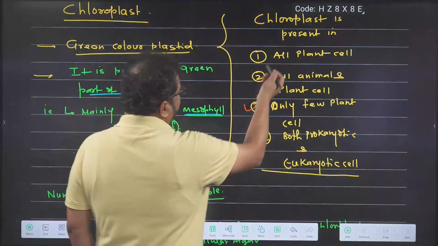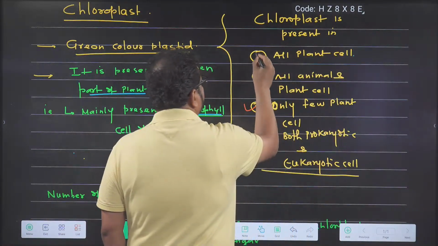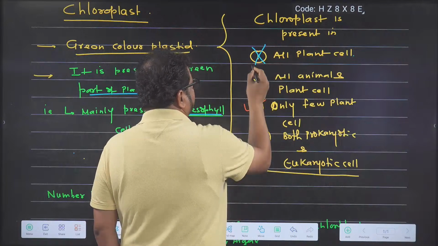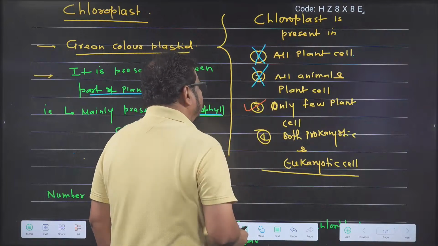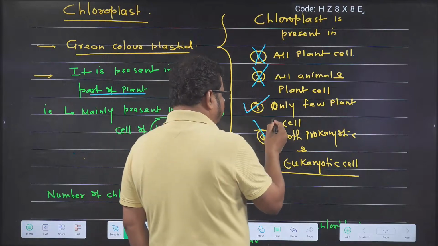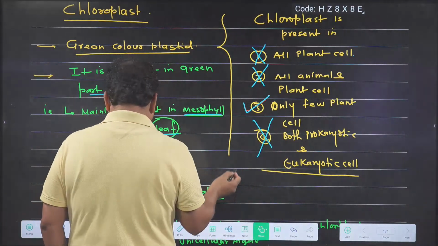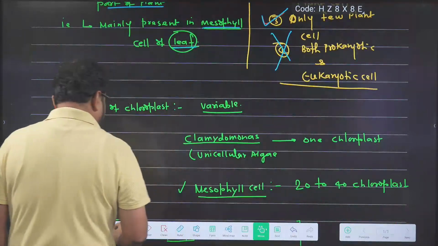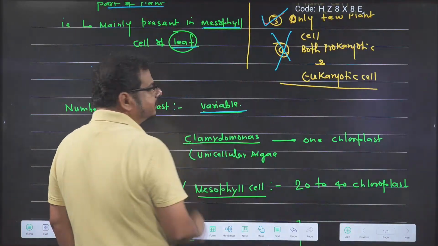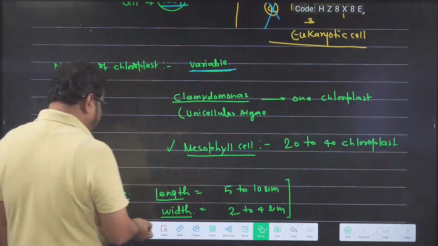That's the reason I framed a question here: is chloroplast present in all plant cells? No. In all animal and plant cells? No. Only in a few plant cells, yes. In both prokaryotic and eukaryotic cells? No. Then I wrote about the number of chloroplasts. I told you it is variable. You cannot say every cell has a fixed number of chloroplasts.